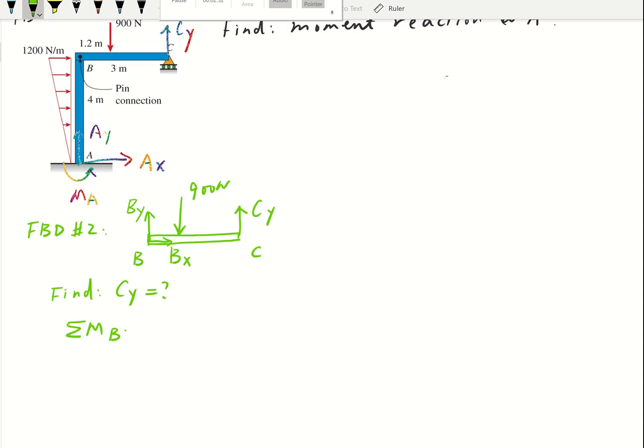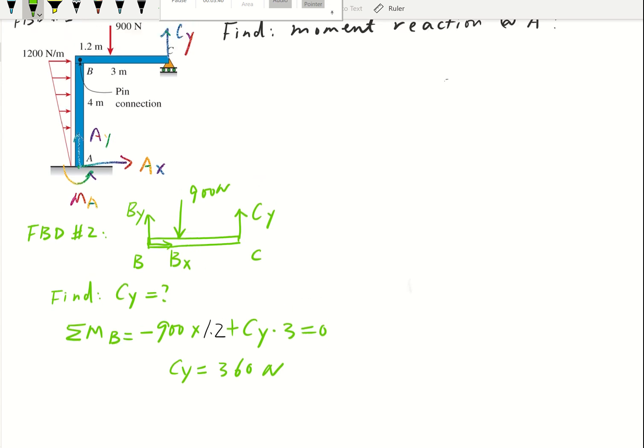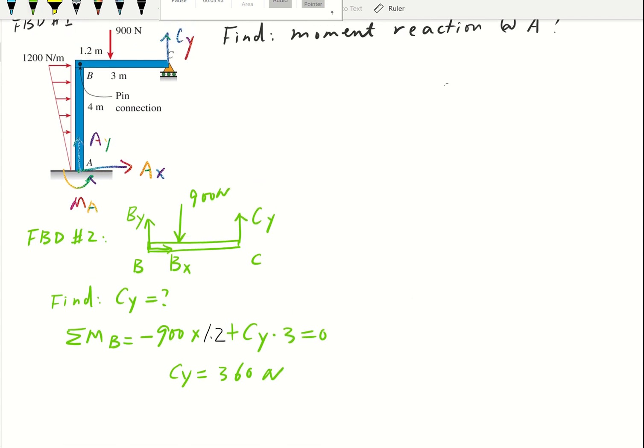If we do moment about B, we have this 900 Newton times 3 for moment of arm, it's clockwise negative. Then we have CY times entire beam, that would be, oh, I made a mistake, isn't it? So 900, this is 1.2. So I'm gonna use this handy dandy eraser here. So that's going to be our 1.2. All right, so for CY, the moment of arm will be 3, and that is counterclockwise, so that's plus, that equals to 0. So from this calculation, do you get CY as 360? Okay, 360 Newton.